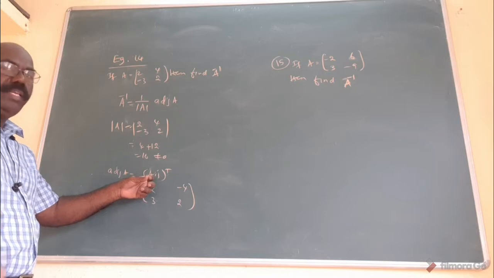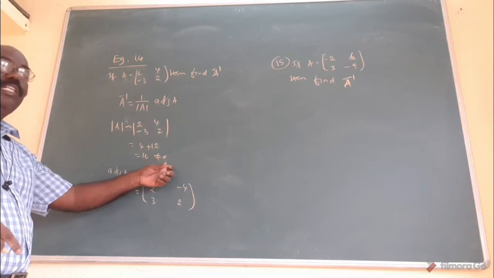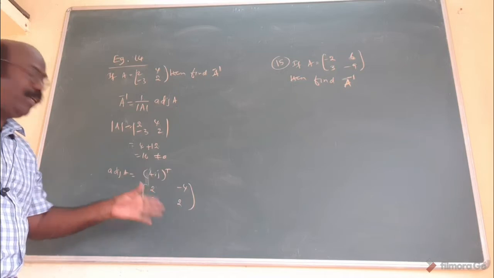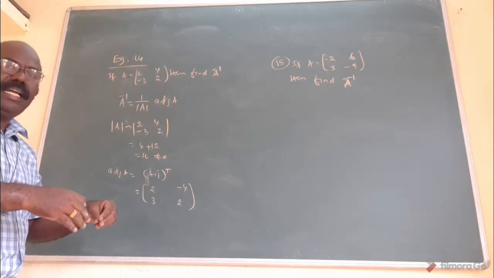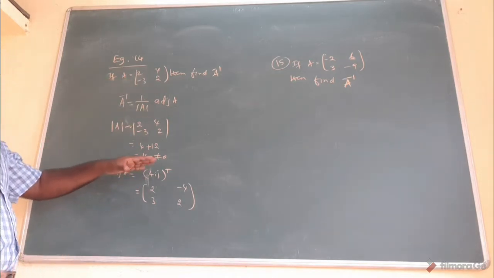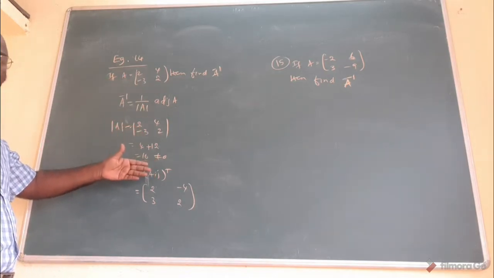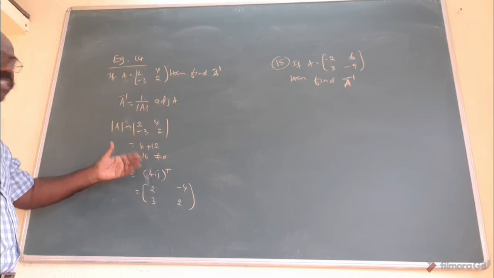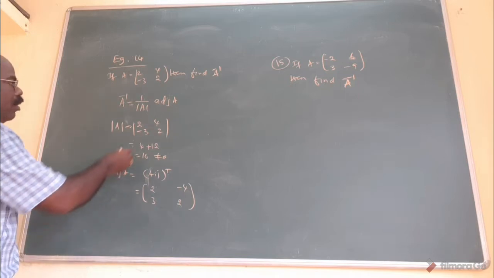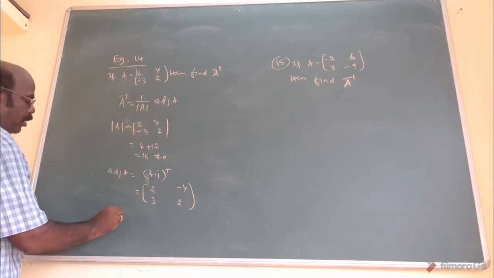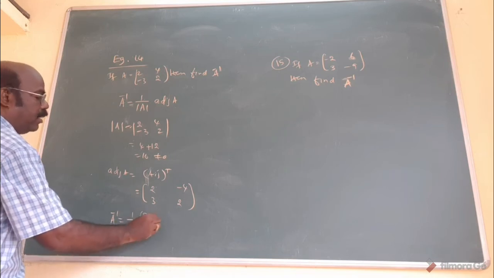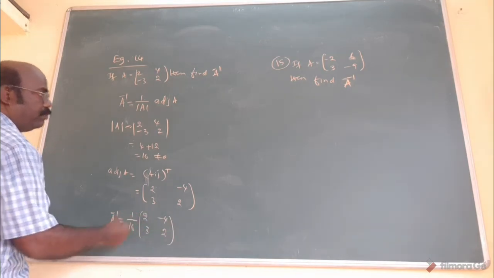The usual method is what? Find the cofactor matrix, then take the transpose, and we get the answer. But here, I am writing the answer directly by using a small trick: interchange the first diagonal, change the sign of the next diagonal. We get the answer. After finding the cofactor matrix and then the transpose, we get this same one. Like that, we get the answer. Because this is a 2 mark or 3 mark question. That's all. Now, substitute here. Therefore, A inverse equals 1 by 16 times adjoint A. This is the answer. That's all.